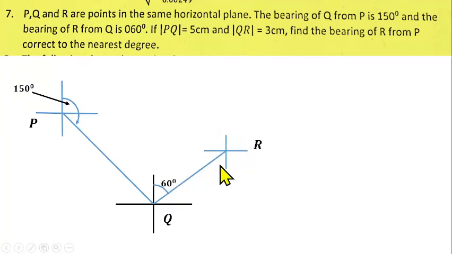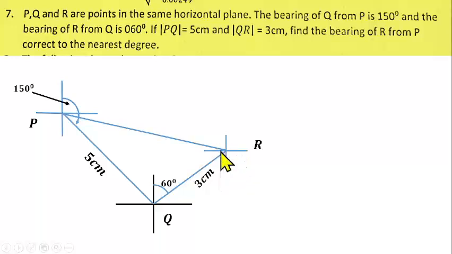Draw another cardinal point to put R there. Then from there we need to join R to P, so draw a straight line from P to R. Of course, put your 5 centimeter here and here 3 centimeter as you have been given. Then join this point to this point, so join your P to R. So we have this. Then our aim is to find the bearing of R from P.